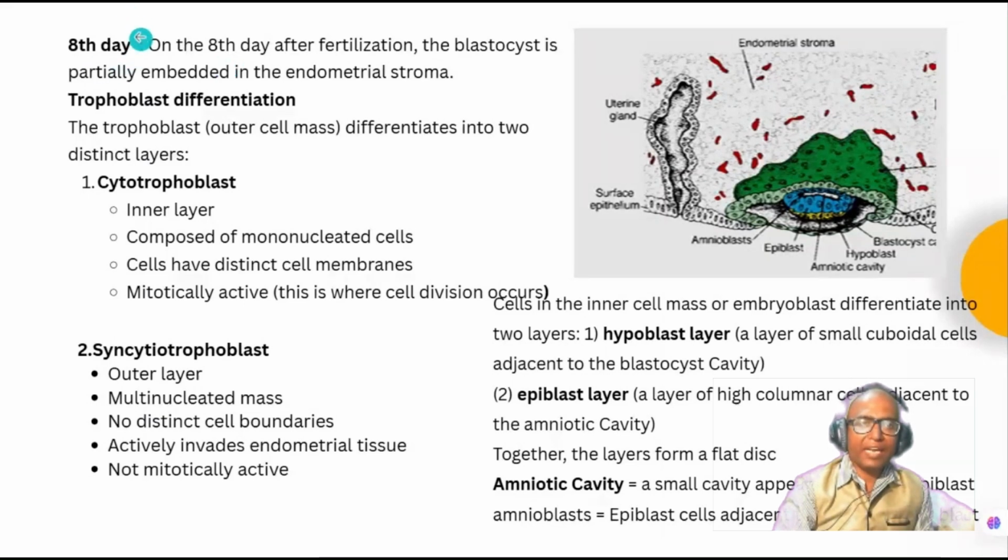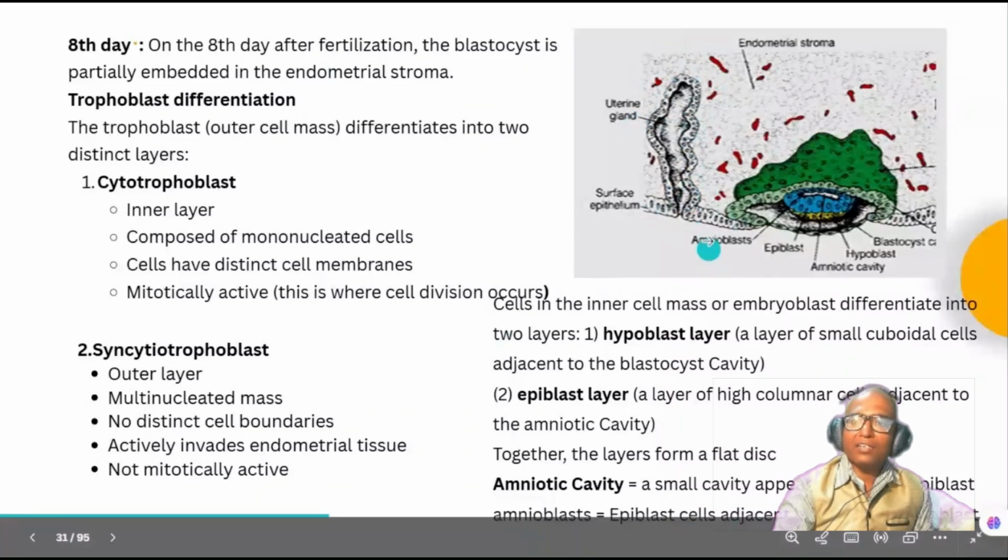So what happens on the 8th day? On the 8th day after the fertilization, the blastocyst is partially embedded in the endometrial stroma. So see, this is the endometrial lining. These are the glands of the endometrium, and this is the blastocyst.